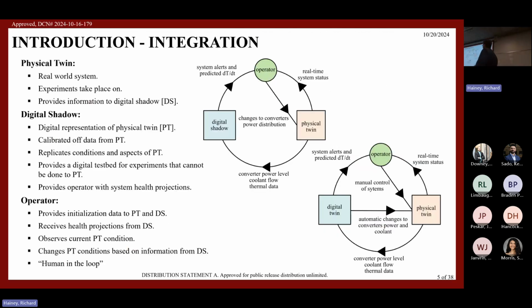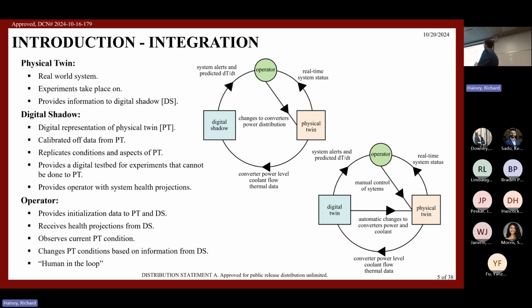Now, how this would work with a digital shadow, as I just mentioned, is you can incorporate an operator. For a digital shadow, this would more often be a human in the loop sort of situation, where in the case of our research, this is where these two graphics are coming from. You're looking at the physical system giving data to the digital shadow. The digital shadow is giving data to, or being observed by, an operator, and the operator can then make adjustments to the physical twin based on that data. It doesn't have any direct connection to the physical system, the digital shadow.